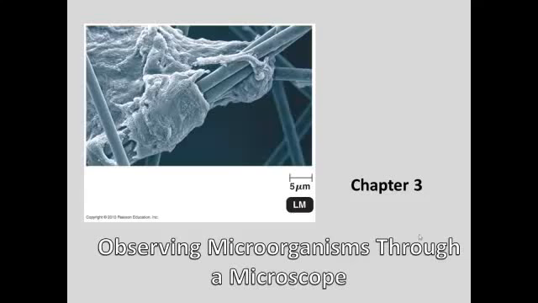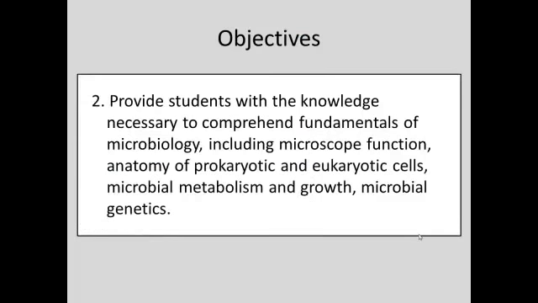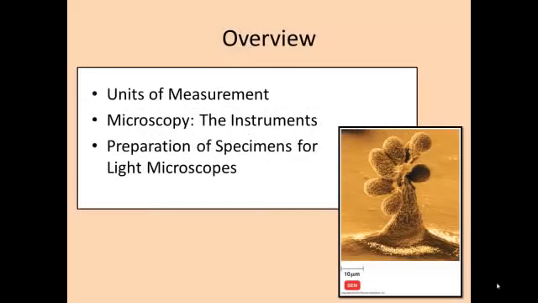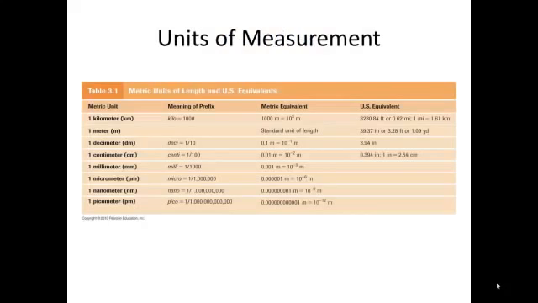Welcome to Chapter 3, Observing Microorganisms Through a Microscope. This chapter fulfills objective number 2, specifically microscope function and learning about the anatomy of prokaryotic and eukaryotic cells. In this chapter, we're going to go over units of measurement, specifically those that are used in microbiology, the instruments of microscopy, and preparation of specimens for light microscopes.